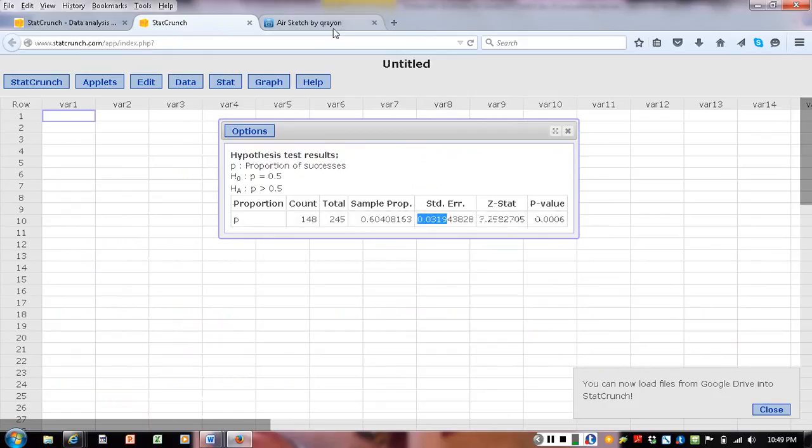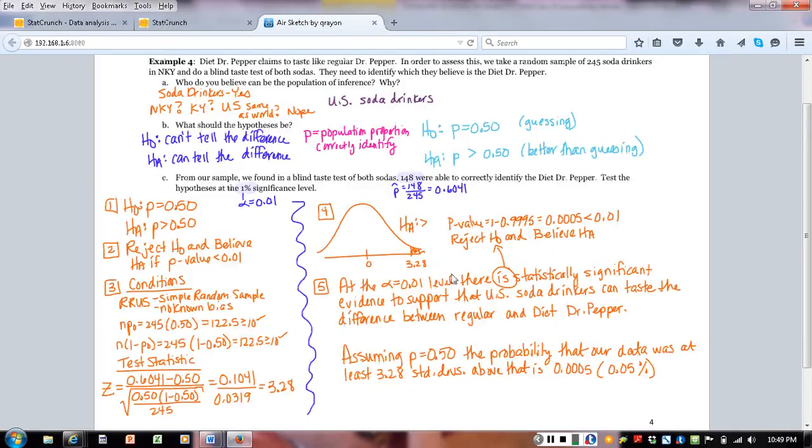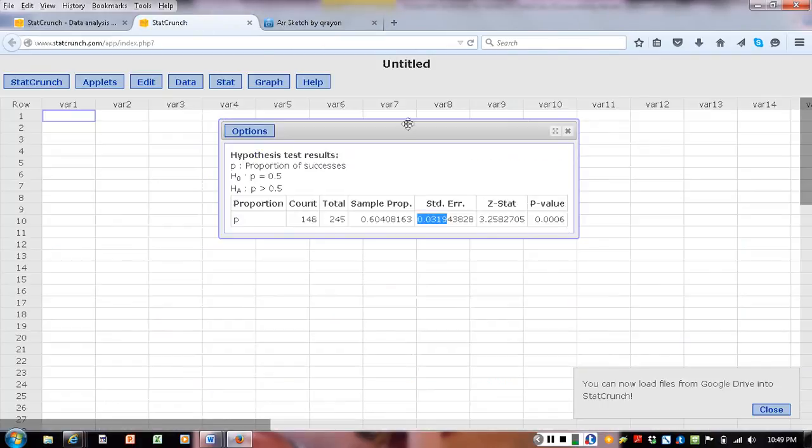Then we're given our z-stat, so they got 3.26. We got 3.28, so that's pretty close within rounding. We got a p-value of 0.0005. They got a p-value of 0.0006. So again, really close.